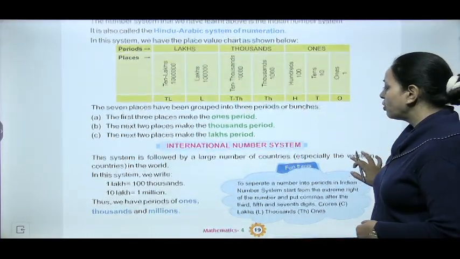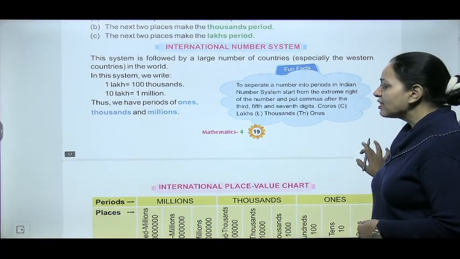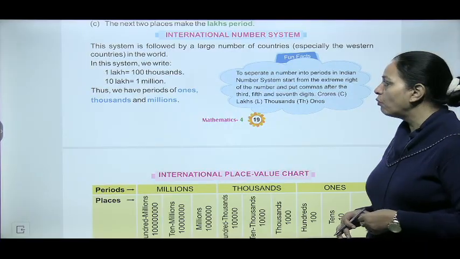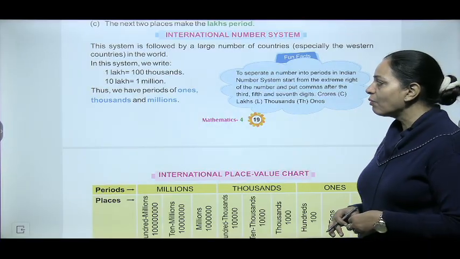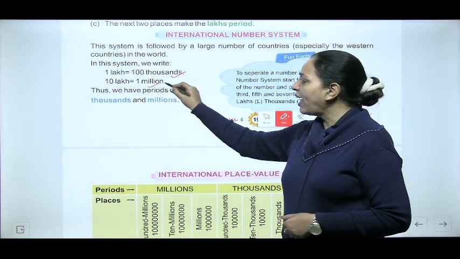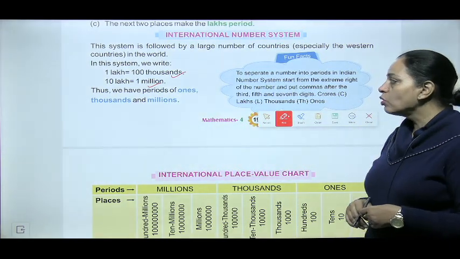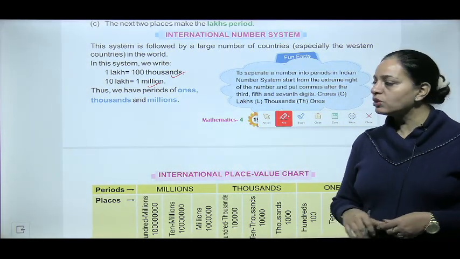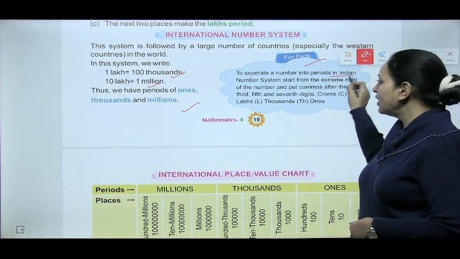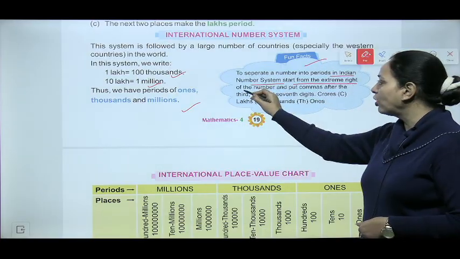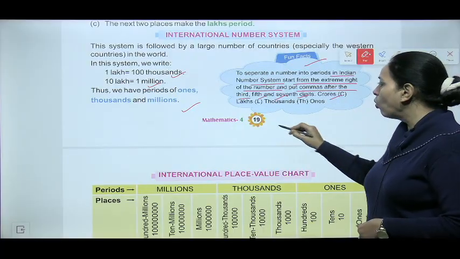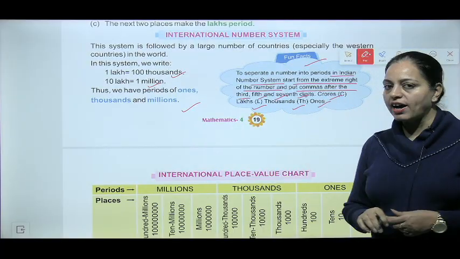Now we are talking about the international number system. This system is followed by a large number of countries, especially the Western countries in the world. In this system we write 1 lakh equals 100,000 and 10 lakh equals 1 million. So thus we have periods of ones, thousands and millions. Now fun facts: to separate a number into periods in the Indian number system, start from the extreme right of the number and put commas after the third, fifth and seventh digits. Crore, lakh, thousand, ones. Okay.